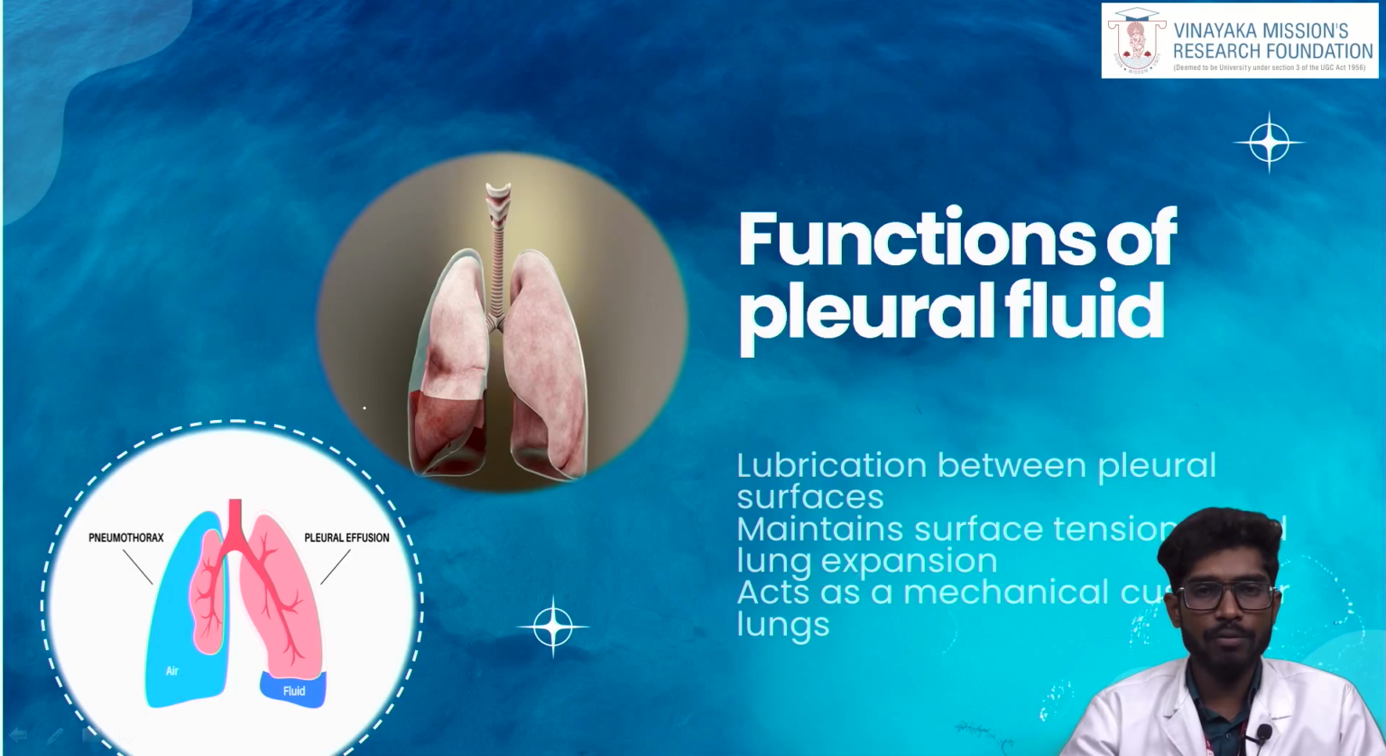The main function of pleural fluid, as said before, is lubrication between the pleural surfaces and the rib cage. The main function is to lubricate both layers and avoid tension, to avoid lung expansion collapse. It also acts as a mechanical cushion for the lungs. Since the lungs are light weight and spongy, they float in water, and the pleural cavity helps in the transmission of gases and helps to float the lung.